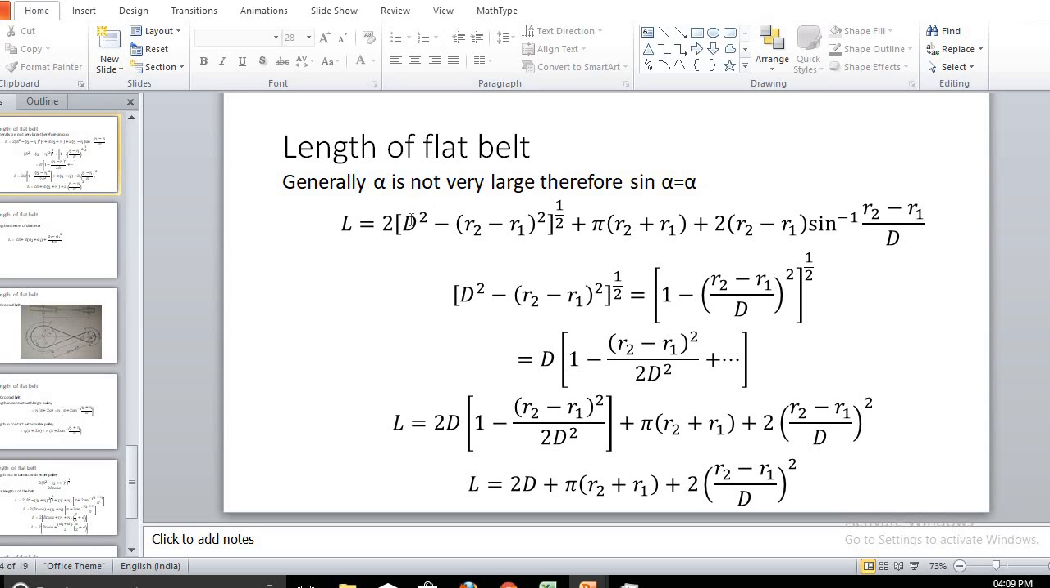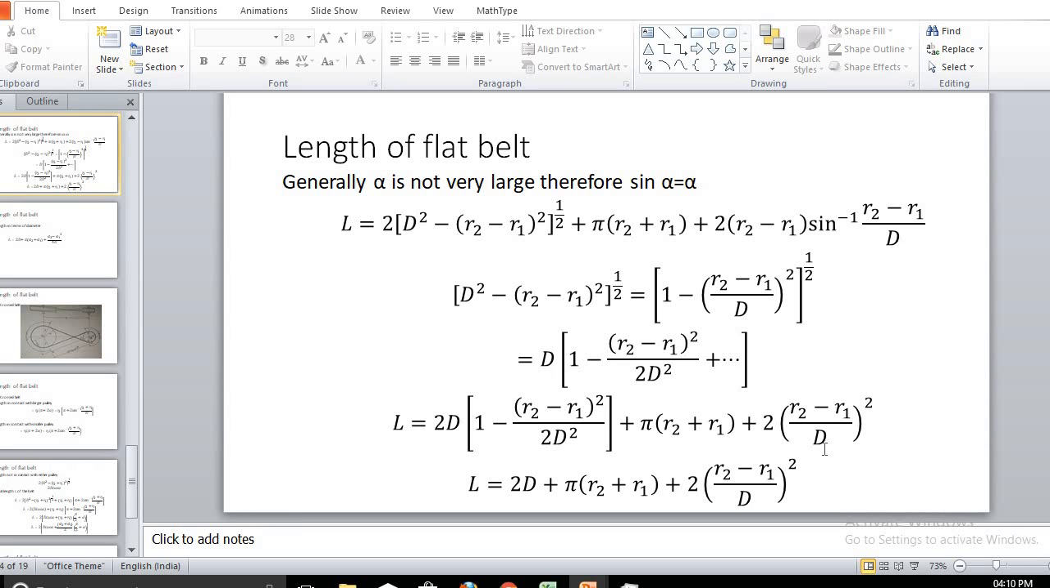This is the simplification of this term. Now put this value into this. So when we put this value here, it becomes 2d, 2 as it is, and this term now becomes d into 1 minus this term, plus pi R2 plus R1 plus 2. Now alpha is very small. This term becomes R2 minus R1 by d. This R2 minus R1 gets squared, and d squared.